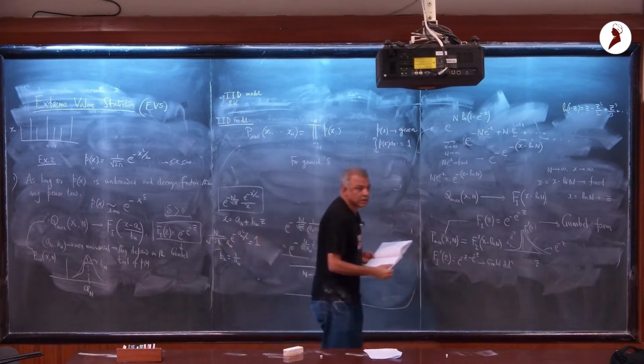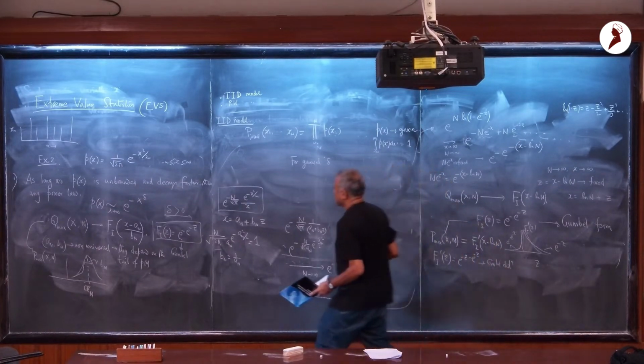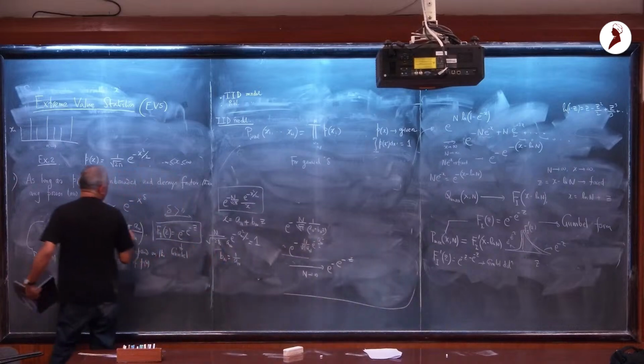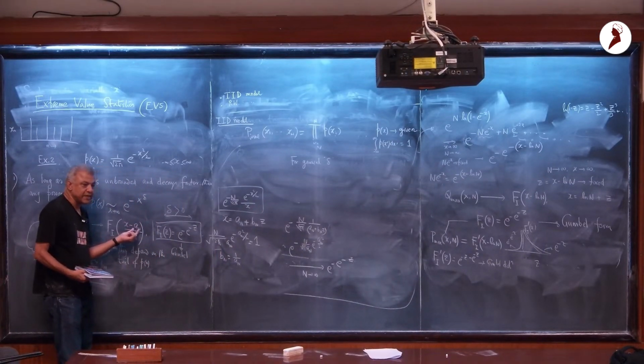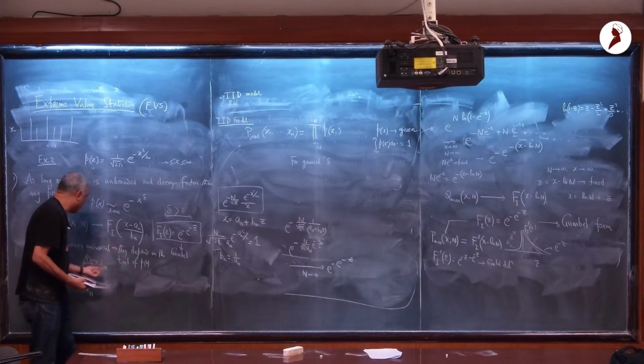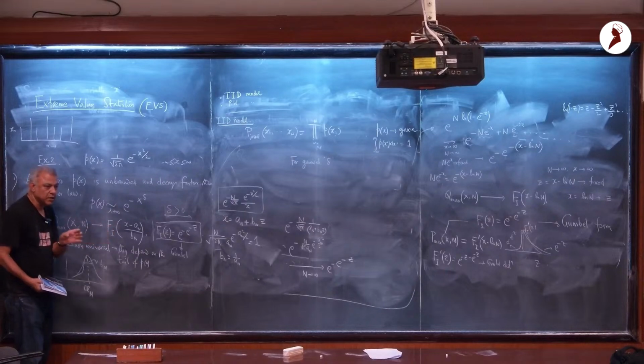Sorry? Yeah, exactly. Centered, it's some function of x minus an over bn. That means the distribution is centered around an. By centered I mean the peak occurs at an, and there's a fluctuation around that, and the fluctuation scale is bn.